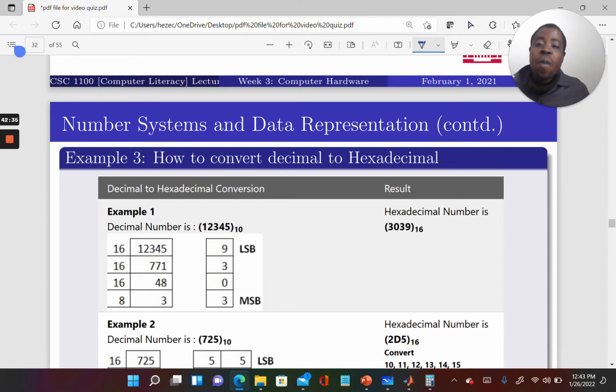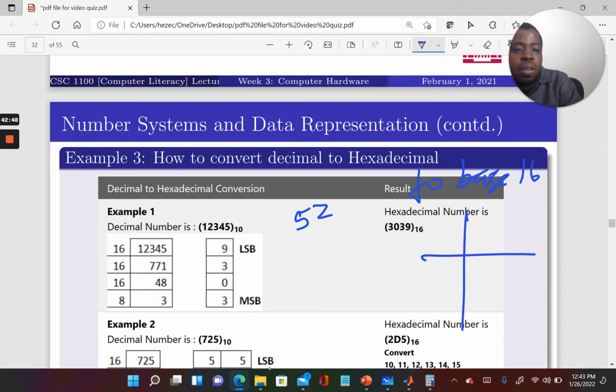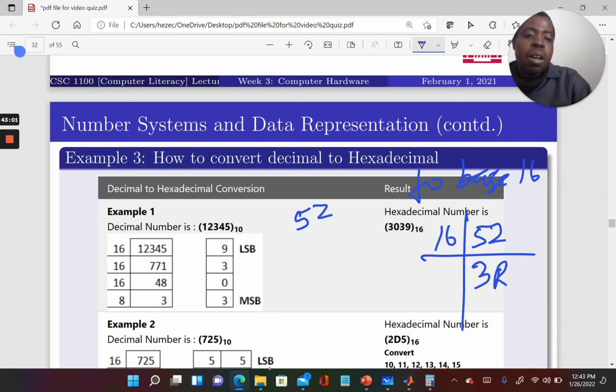and you can convert to base 16. For instance, if you want to convert the number 52 to base 16, all you have to do is pick the numbers 52 and 16. Then how many times does 16 go into 52? 48, so 3 times. Remainder what? Is that 4? Yeah, I think 4.